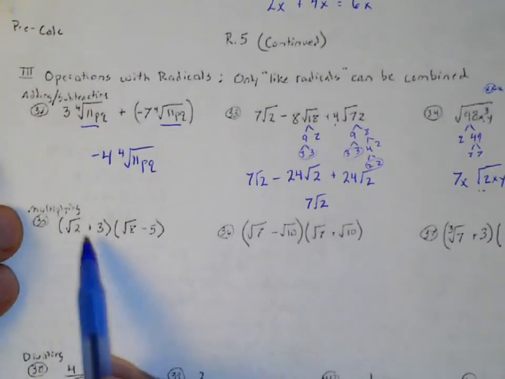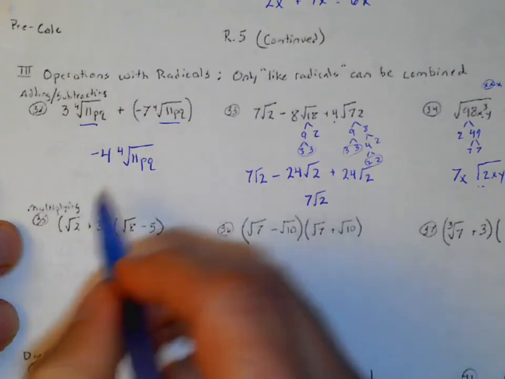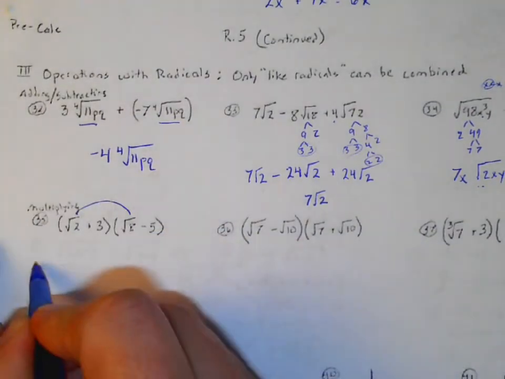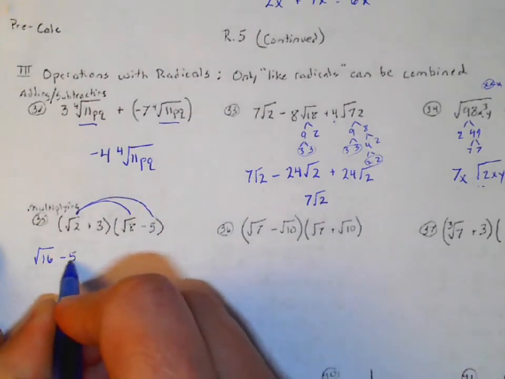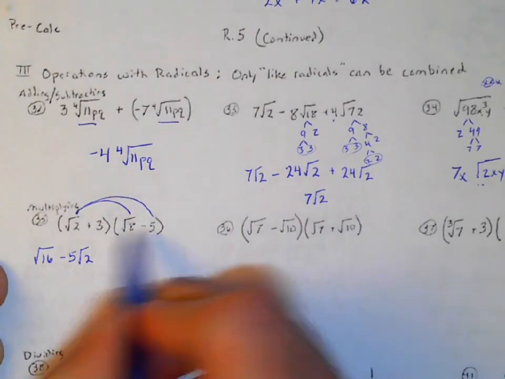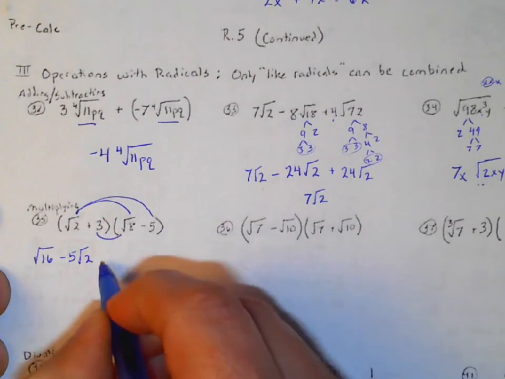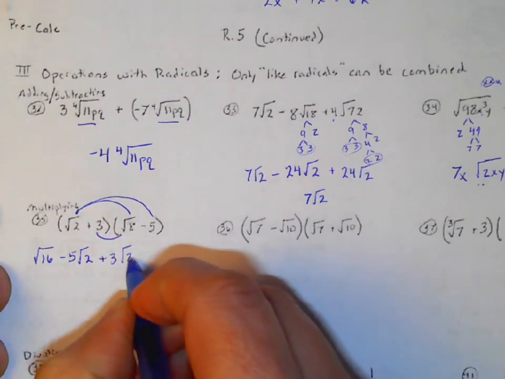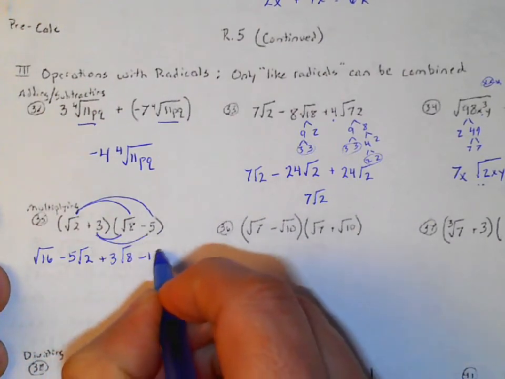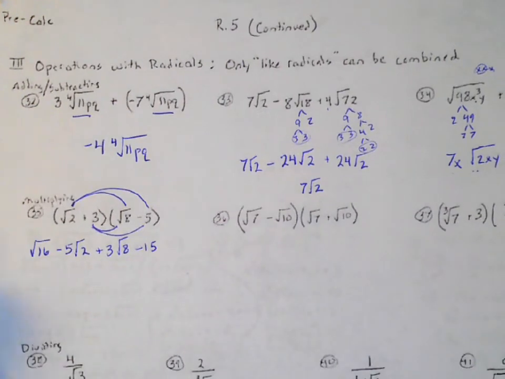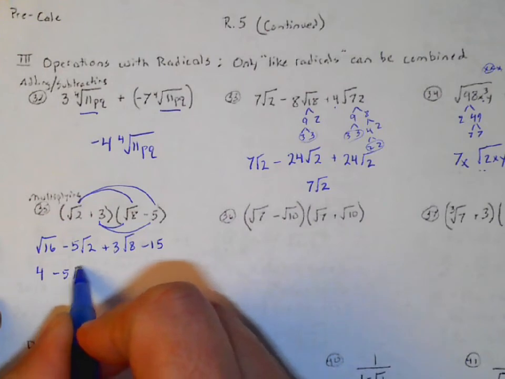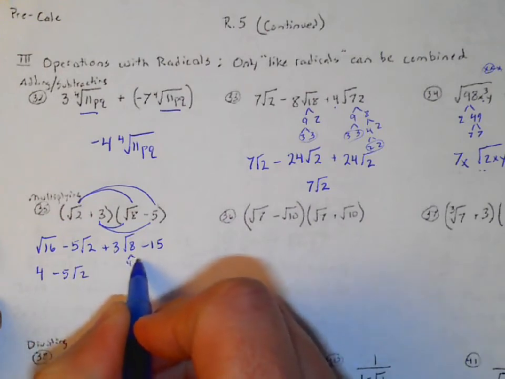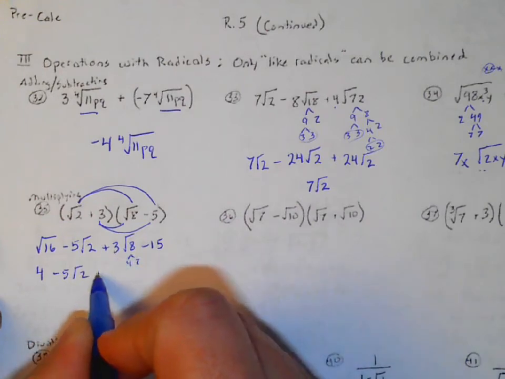Now when you multiply, we have a binomial and a binomial, so you're just going to multiply. That times that is the square root of 16. That times that is -5 square root of 2. Notice that's a number, that's a square root. This would be plus 3 square root of 8 and minus 15. Okay, so we want to simplify stuff. Square root of 16 is 4. That does not simplify. This would be 4 and 2, so square root of 4 is 2 times 3 makes 6 square root of 2.